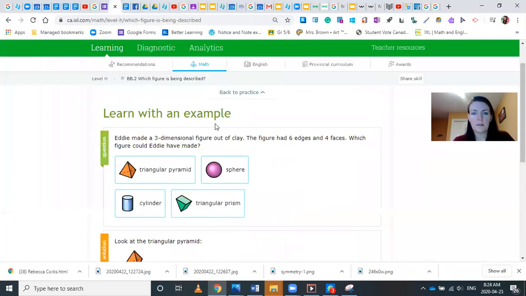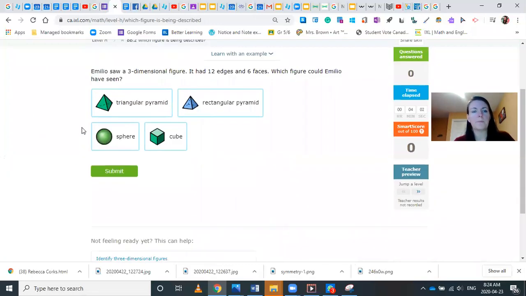All right, so let's get back to our practice. Emilio saw a 3-dimensional figure. It had 12 edges and 6 faces. Which figure could Emilio have seen? If we're looking at our triangular pyramid, we're going to be looking at our edges. Here we've got 1, 2, 3, 4, 5, and then the dotted line is there because that's the edge that's behind that you can't see, but they're trying to make it see-through enough for you to be able to see. So this is not 12 edges.